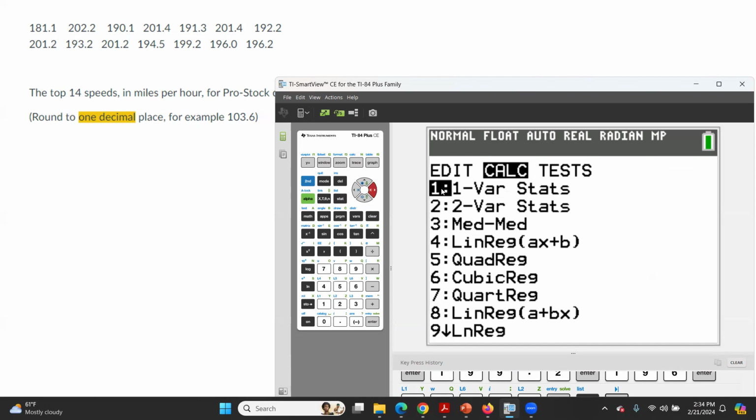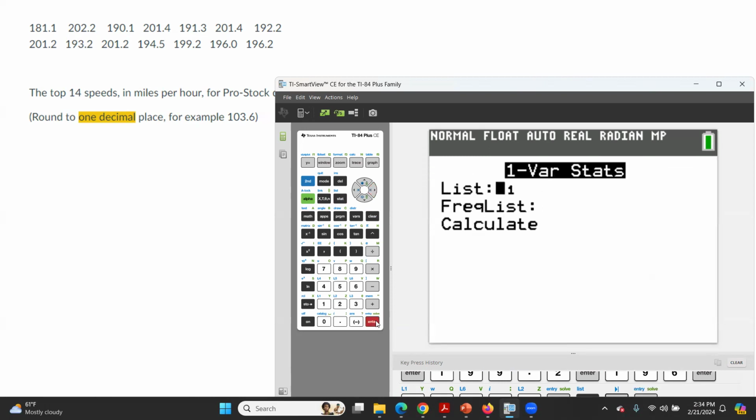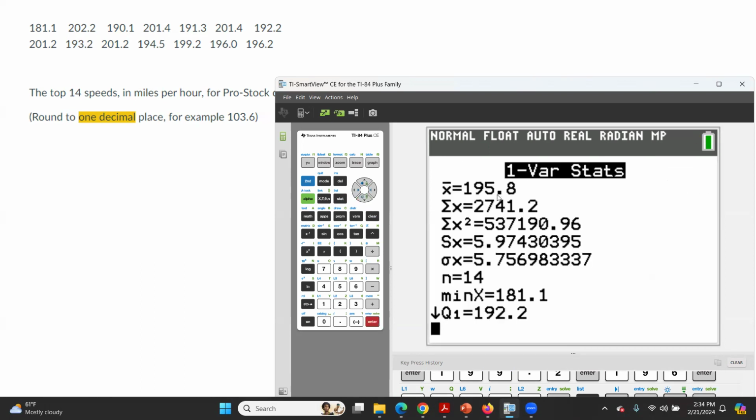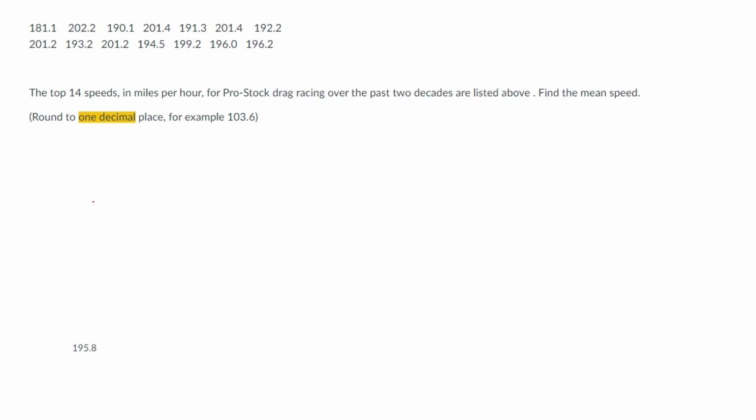So now you're going to go to Stat, go to Calc, and the cursor needs to be on one variable statistics. Hit Enter. You entered everything in L1. Frequency list must be empty, and then do the calculation. It says X bar, or the average, is 195.8. So you can enter the data as you see with 1 decimal place, 195.8. This should be the mean of the data.